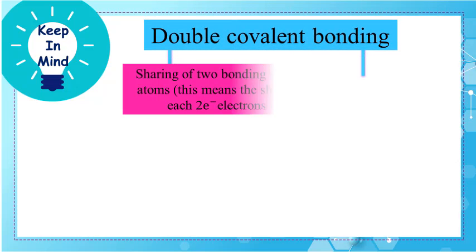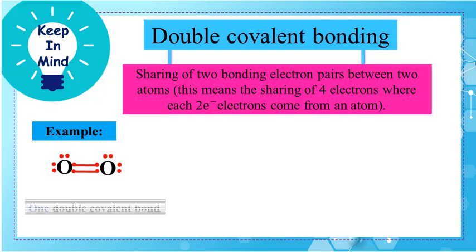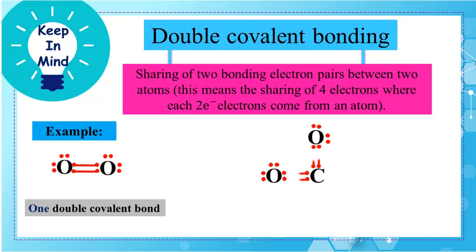Keep in mind that double covalent bonding is the sharing of 2 bonding electron pairs between 2 atoms. This means the sharing of 4 electrons where each 2 electrons come from an atom. Example, in the oxygen molecule, the oxygen atom shares 2 pairs of electrons with the other oxygen atom, forming 1 double covalent bond. And in CO2, the carbon atom shares 2 pairs of electrons with each of the 2 oxygen atoms, forming 2 double covalent bonds.